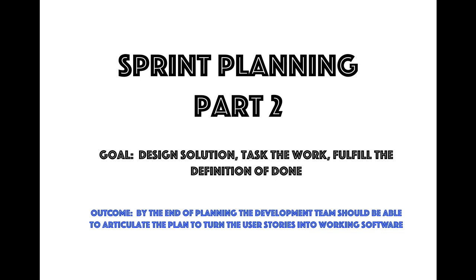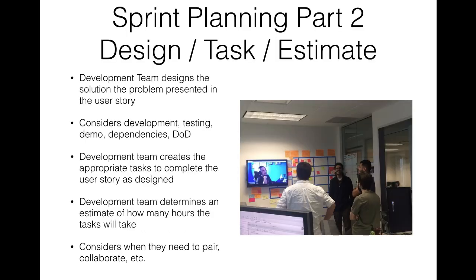The goal of part 2 is to design the solutions, to task the work, and to make sure that they are ready to fulfill the definition of done. This is the planning of how we're going to accomplish turning the user stories into working software. And by the end of sprint planning, the development team should be able to articulate that plan to the Scrum Master and to the product owner. So what are some practical things that happen during a sprint planning part 2?